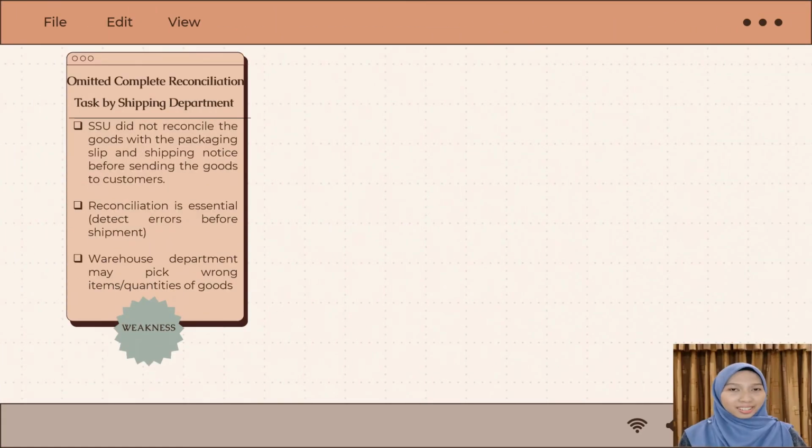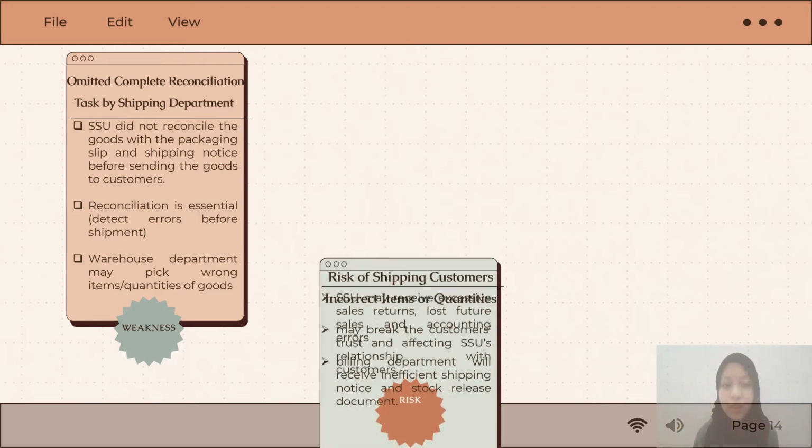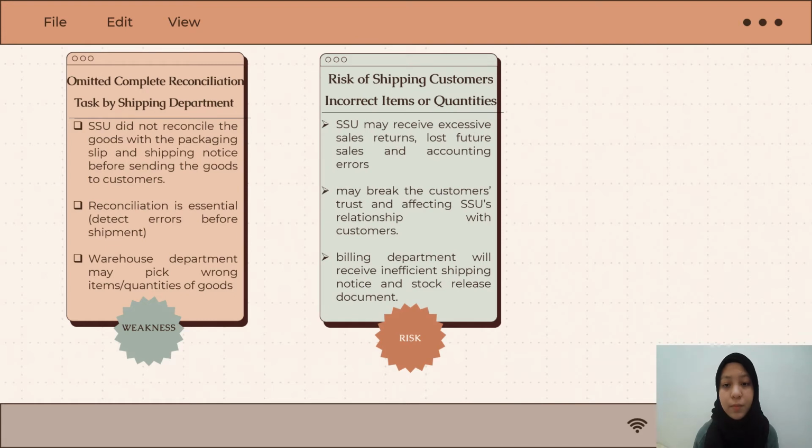The next weakness is the omitted complete reconciliation task by the shipping department. SSU did not reconcile the goods with the packaging slip and shipping notice before sending the goods to the customers. This reconciliation is essential as they can detect any errors before the shipment, because the previous department, which is the warehouse department, may pick the wrong items or quantities of goods. Risk of shipping incorrect items or quantities.